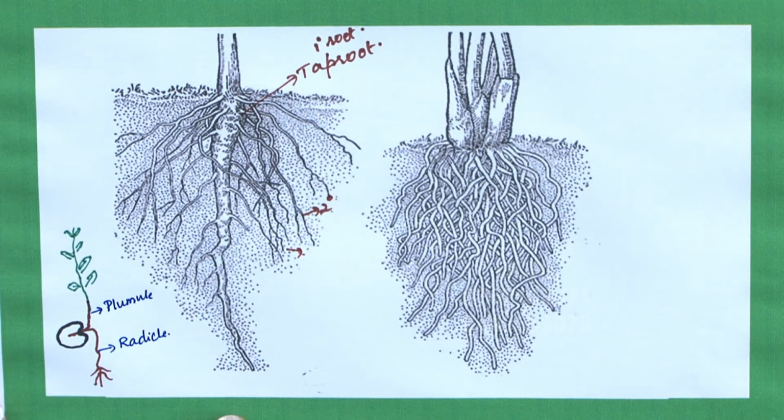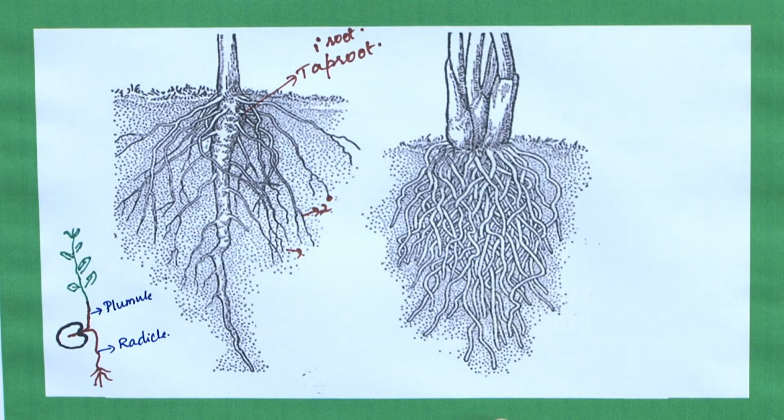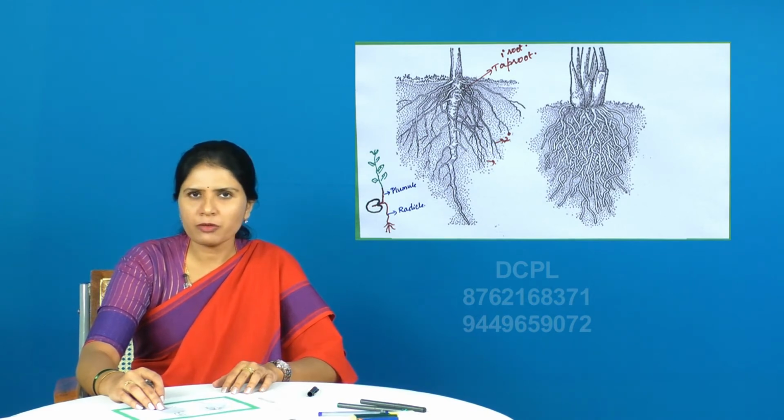Apart from the taproot system, there is one more important root system called the fibrous root system. The fibrous root system is predominantly seen in monocots, and the taproot system is seen in dicots. In the fibrous root system, the primary root which develops is short-lived, and a tuft or cluster of roots develops from the lower node of the plant body. These are called the fibrous root system, usually seen in monocots.